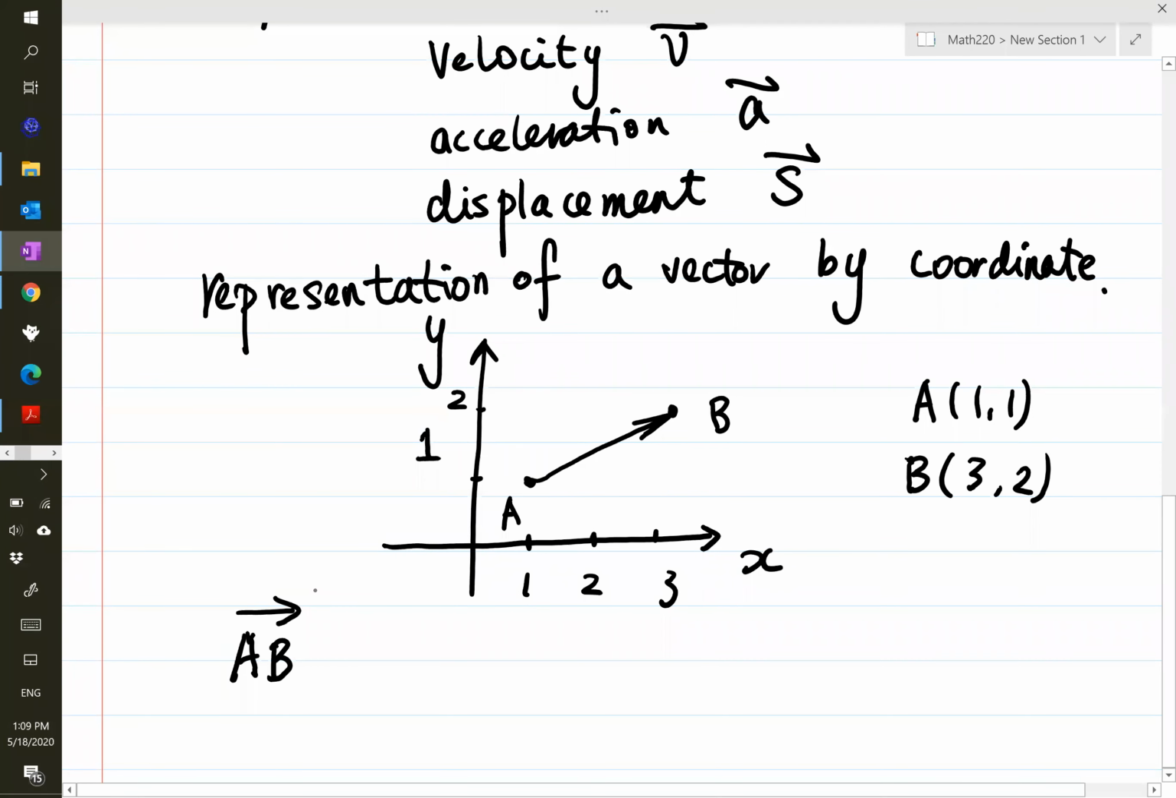In coordinate form, to obtain the coordinates of a vector, we use head minus tail. The head coordinate is B, 3, 2, so 3, 2 minus 1, 1. Then we get 3 minus 1, 2 minus 1. Then the vector is 2, 1. This is the coordinate form of this vector.